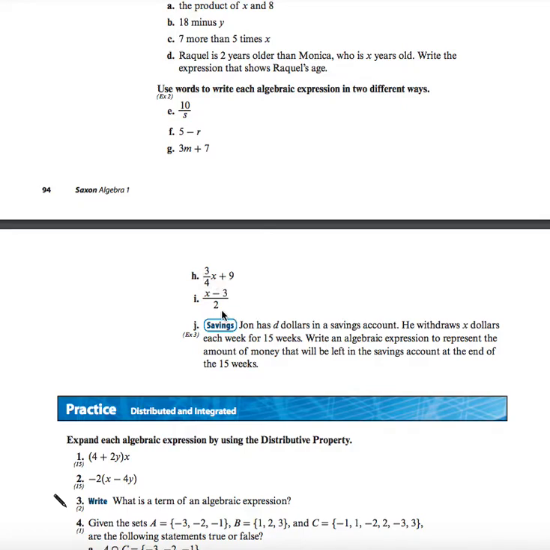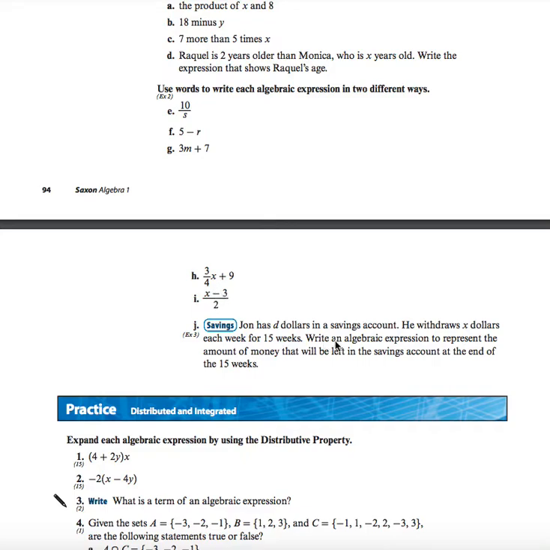Letter I. The quotient of means division. The quotient of 3 less than x, so you have x less than 3. Or you could say the difference of x and 3 divided by 2. The difference of x and 3, so x minus 3 divided by 2. 3 different ways to say it.